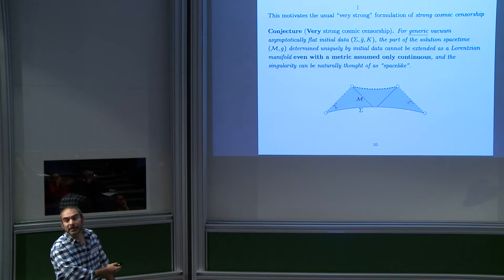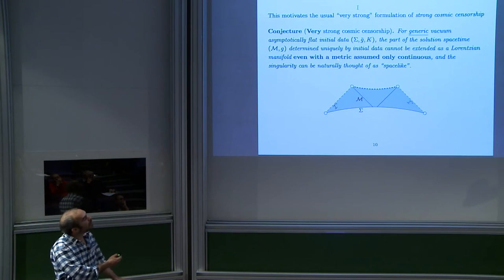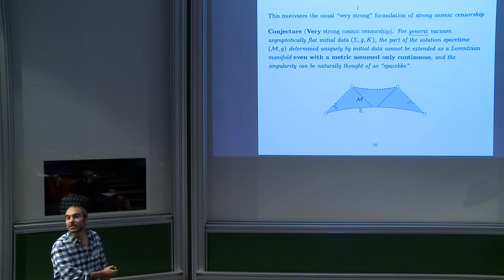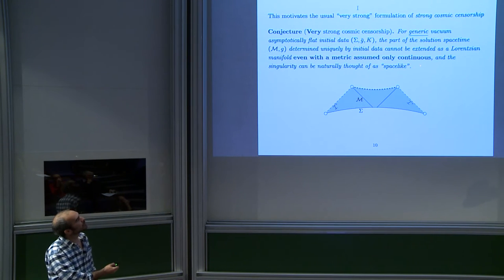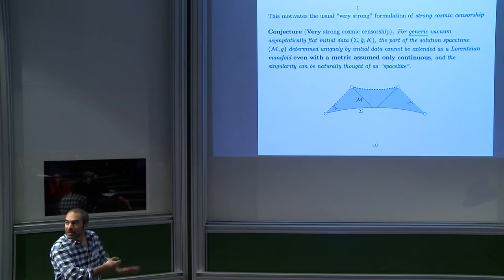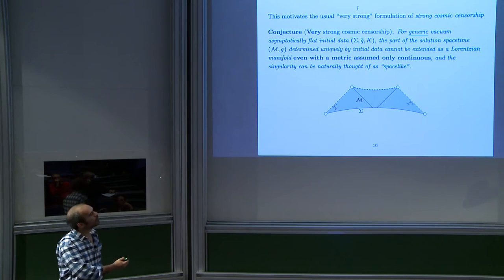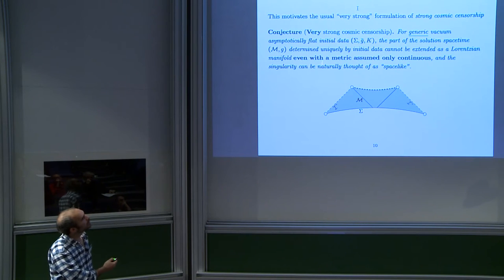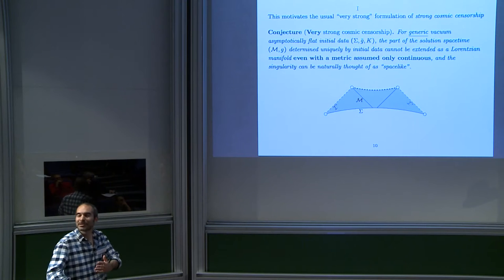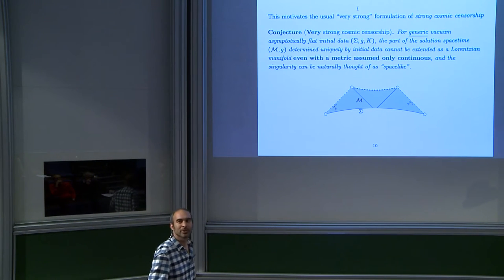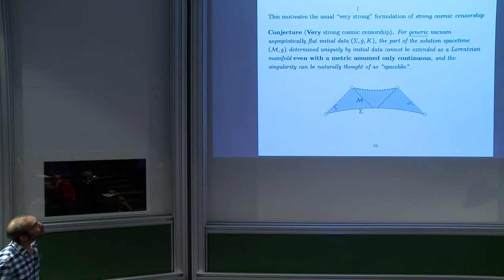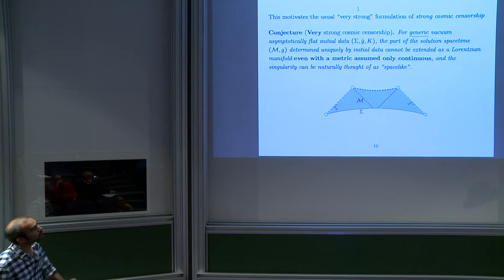And now I'll tell you exactly in what way. Even with a metric assumed only continuous. That's to say, in exactly the same way that Schwarzschild could not be extended. And moreover, I'll throw in for good measure the statement that the singularity can be naturally thought of as space-like. So this boundary is non-characteristic in the terminology of Merle and Zag. Okay. So this is the very strong cosmic censorship.